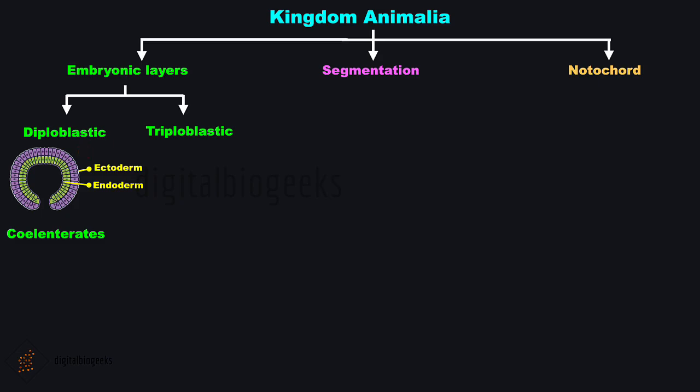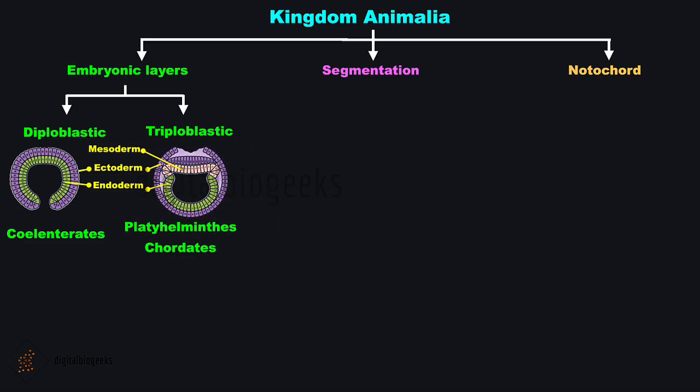Now let's learn about triploblastic organisms. In some animals in the developing embryo, there are 3 layers of cells. In addition to ectoderm and endoderm, another germinal layer called the mesoderm is present between the 2 layers. Those animals are called triploblastic animals. Examples are Platyhelminthes and chordates.